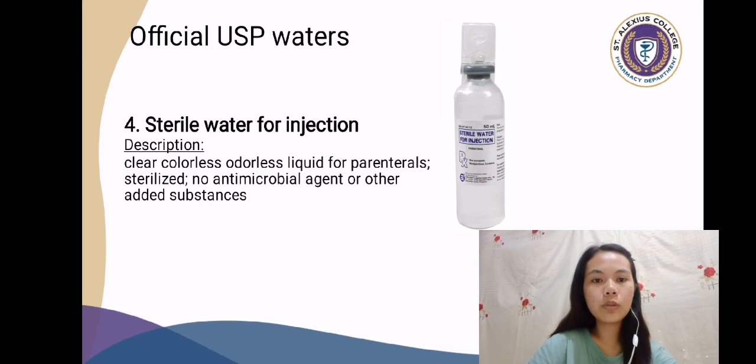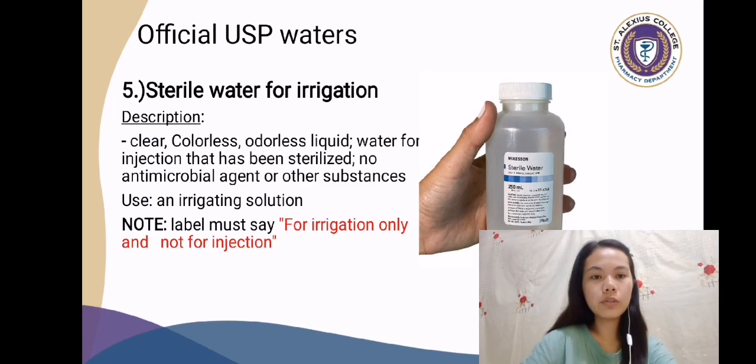Next is the sterile water for injection. This is a clear, colorless, and odorless liquid for parenterals. This is sterilized with no antimicrobial agent or other added substances. This is water for injection that is sterilized and packaged in single dose containers of type 1 and type 2 glass. Next is the sterile water for irrigation.